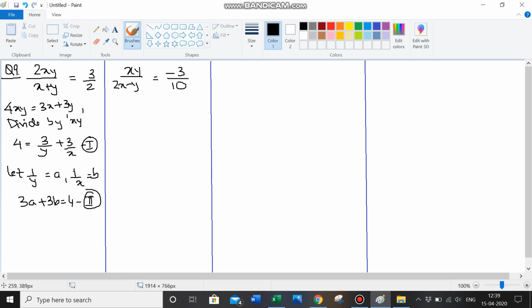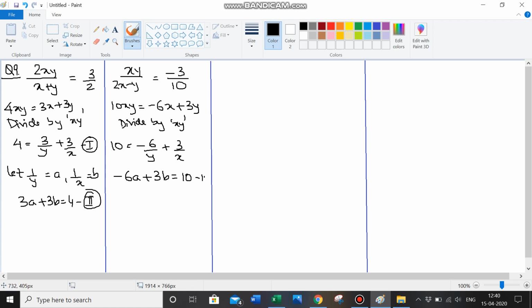So this is the first equation that we are working with. Let's cross multiply. 10xy is equal to negative 6x plus 3y. Dividing by xy, I get 10 is equal to negative 6 upon y plus 3 upon x. And we know 1 by y is equal to a, so this becomes negative 6a plus 3b is equal to 10. That's my equation number 3. Now we solve these two equations.